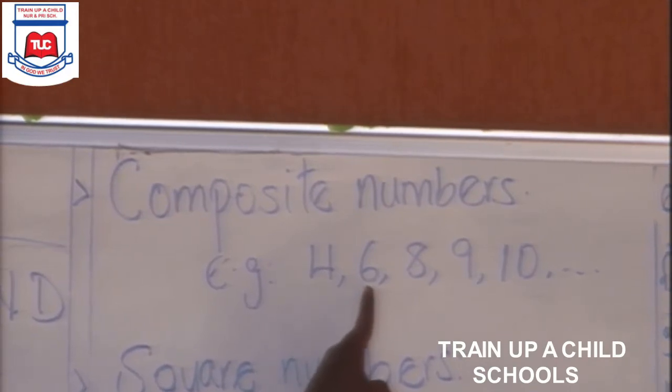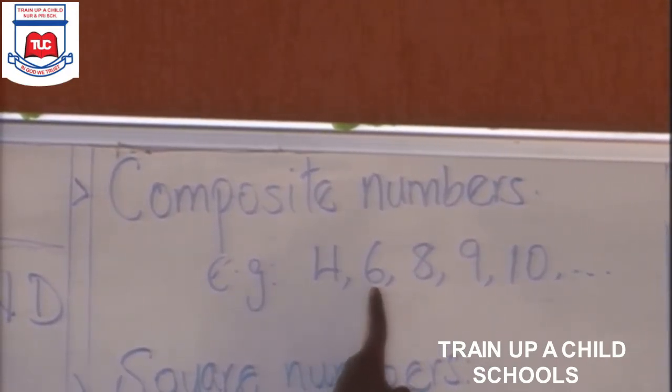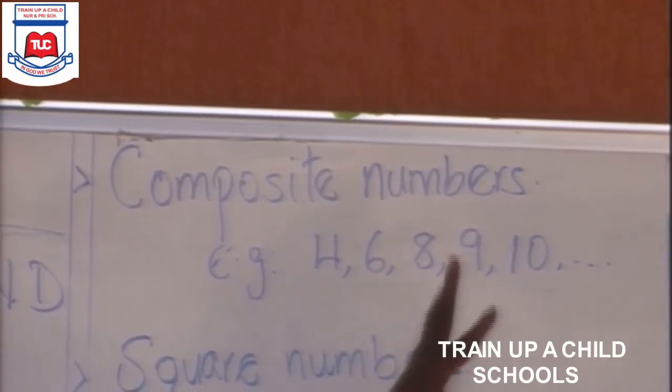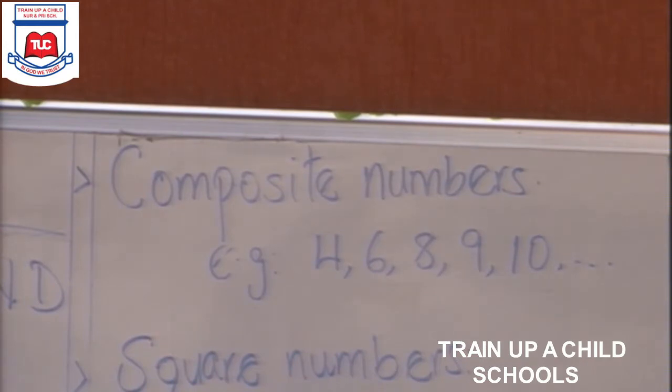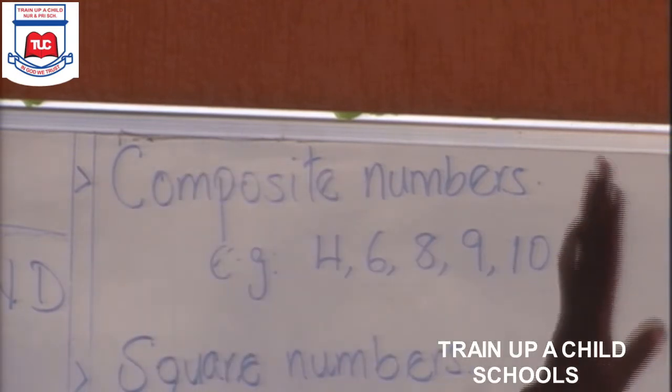6 divided by 2. Those divisors are the ones called factors. 6 divided by 2 is 3. There's no remainder. 6 divided by 3 is 2. And 6 divided by 6 is 1. Therefore, it qualifies to be termed as a composite number.